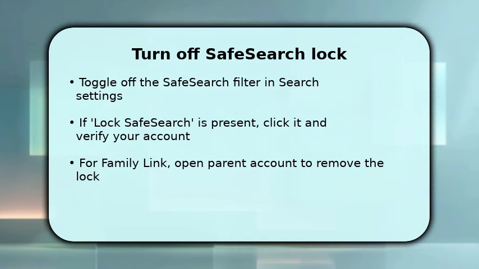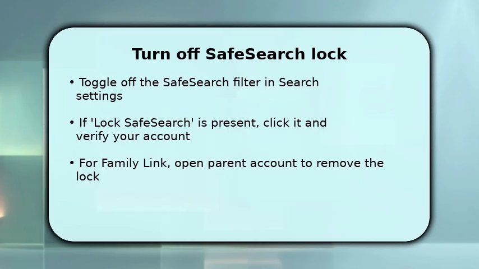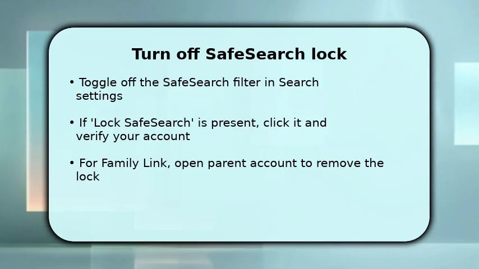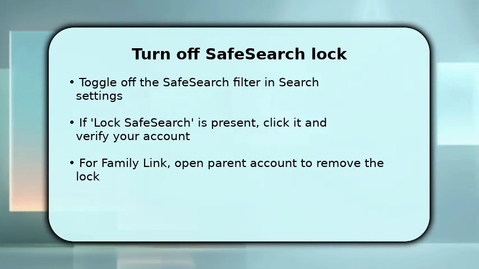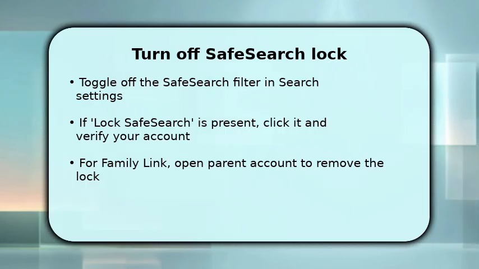Uncheck Safe Search and save the change. If nothing changes, click Lock Safe Search to view the lock state. You'll be prompted to verify the account via password or two-step verification. Enter credentials. If the lock was set through Family Link, switch to the parent's Google account on the Family Link app, select the child, open filters, and disable Safe Search there.